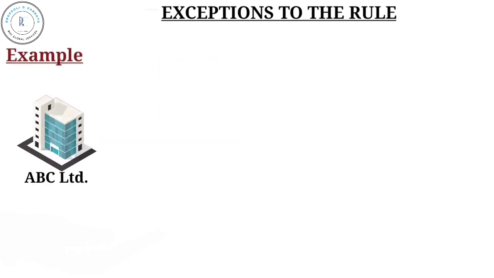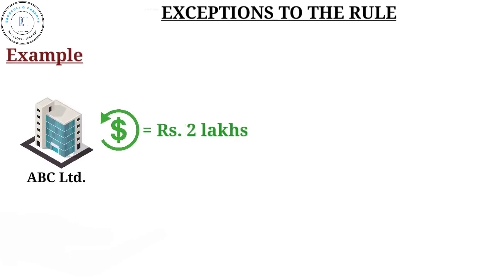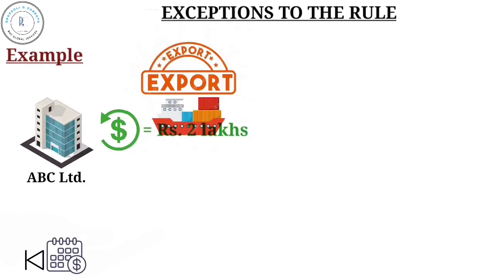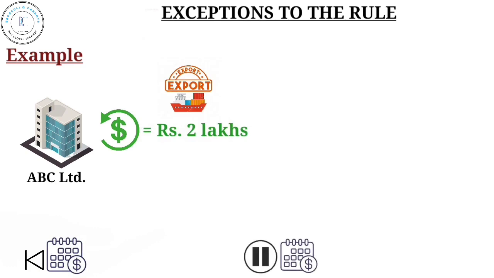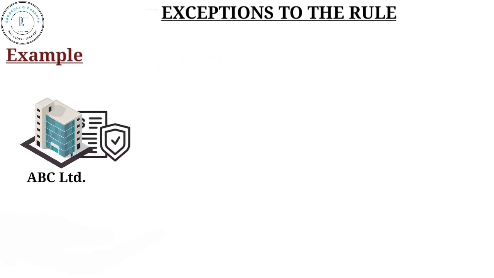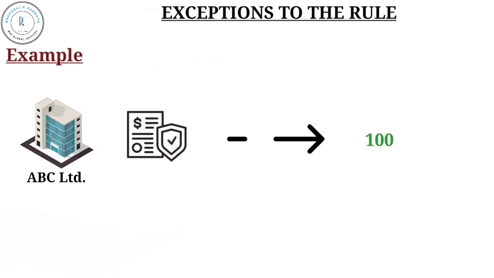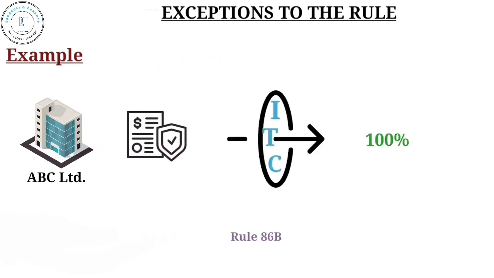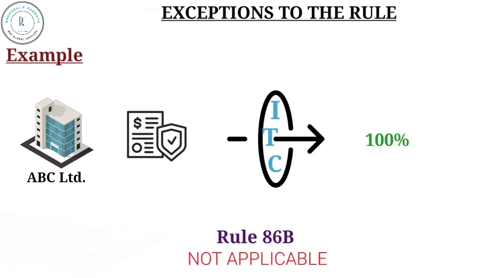Example. ABC Limited has received a refund of 2 lakh rupees in the previous year on account of export under LUT. In the current year, it has made a sale of 1 crore rupees of goods, on which the tax rate is 12%. It can discharge its liability up to 100% through ITC, and Rule 86B is not applicable, because it has received an amount greater than 1 lakh rupees in the preceding financial year on account of export under LUT.